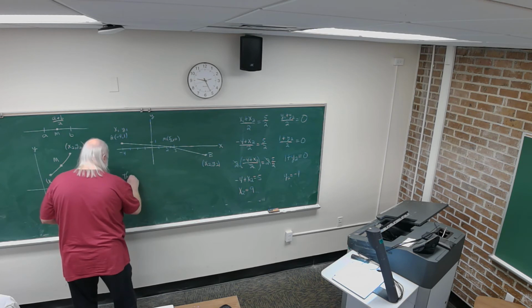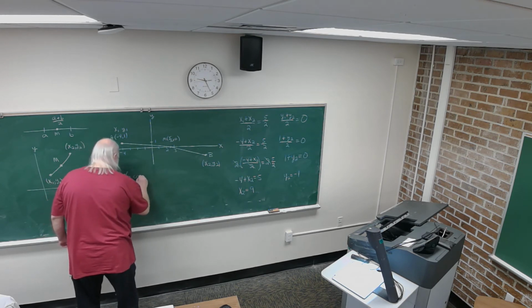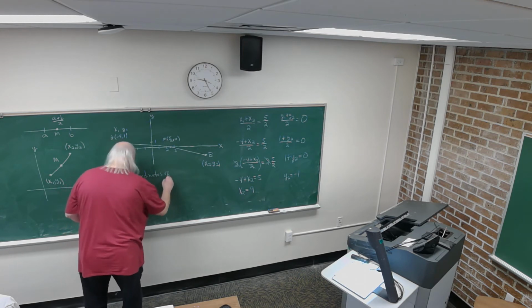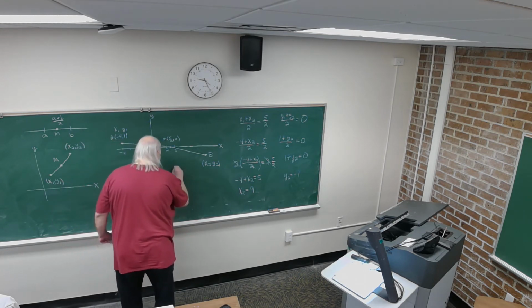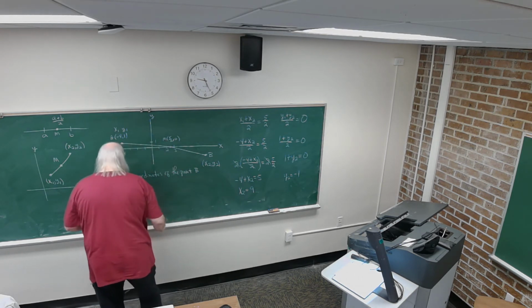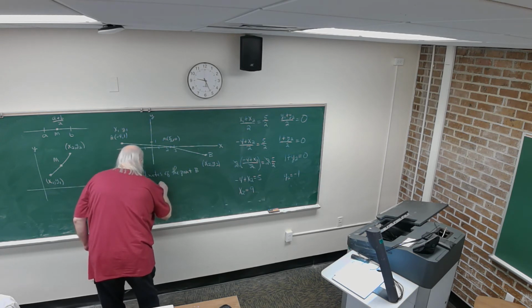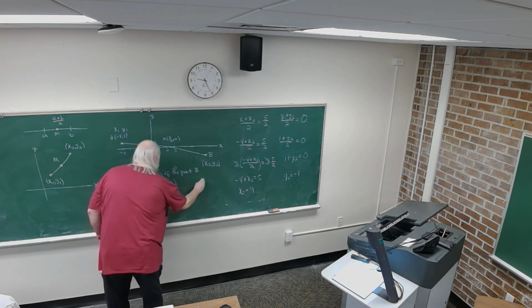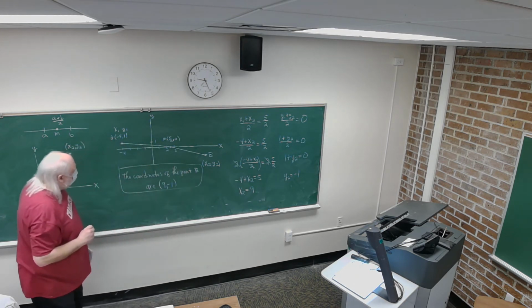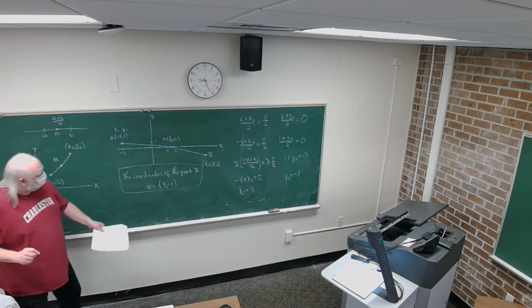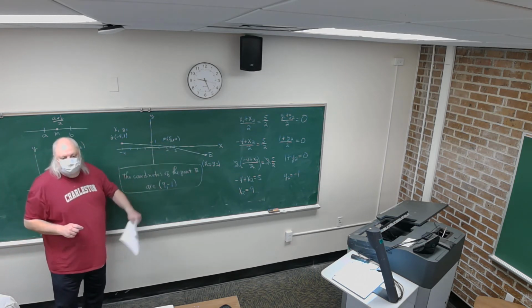So, in conclusion, the coordinates of the point B are 9, -1. So the midpoint for point A and point B is 5, 5.